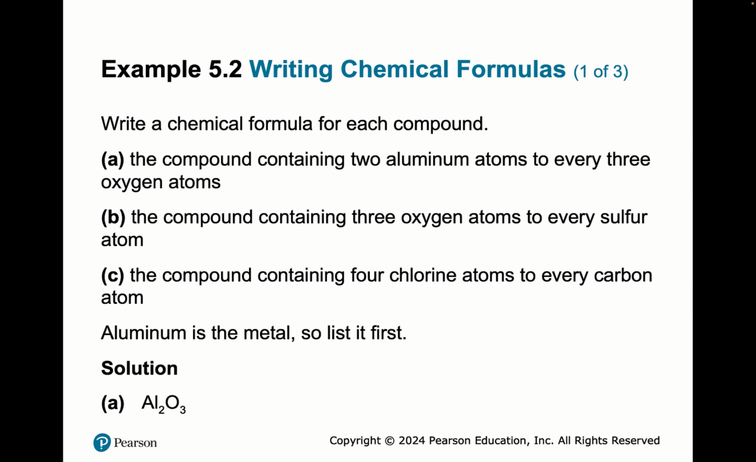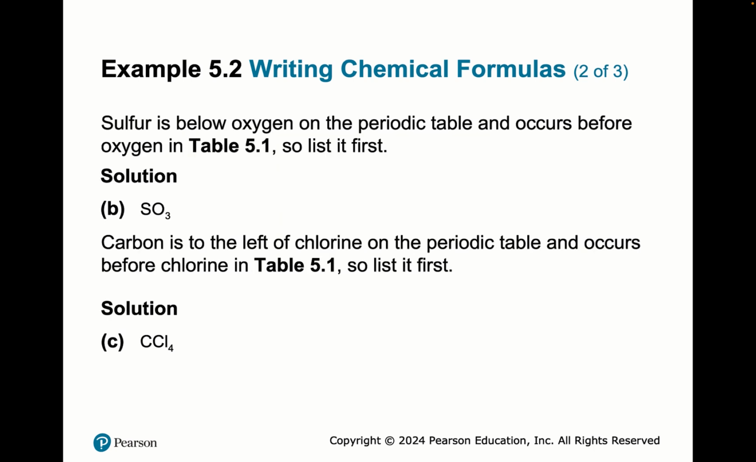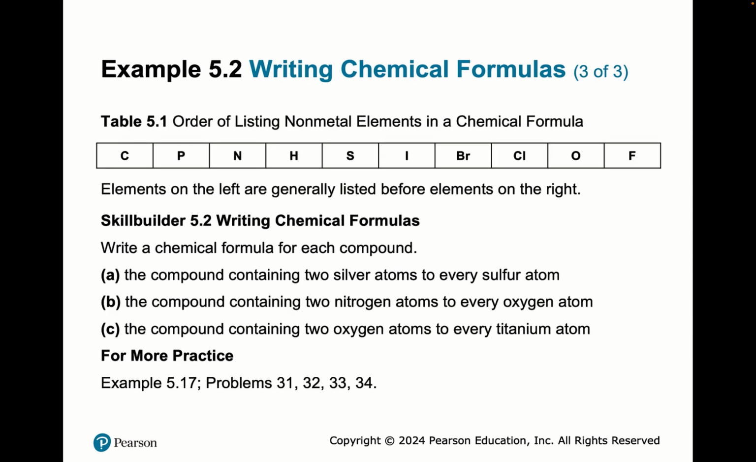So let's write some chemical formulas for each compound. So 2 aluminum atoms for every 3 oxygen atoms. So that's Al2O3. So 3 oxygen atoms for every sulfur. That's going to be SO3. And then 4 chlorine atoms for every carbon atom. And that's CCl4, so carbon tetrachloride. So looking at this, use this table to decide which atom goes first.